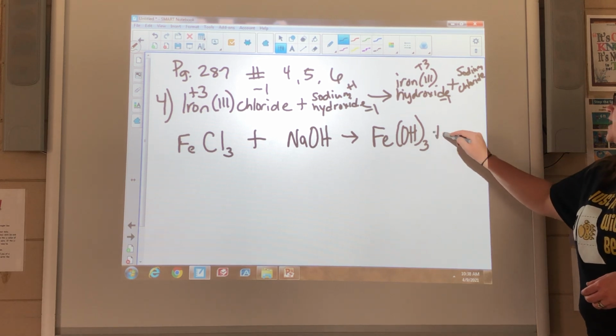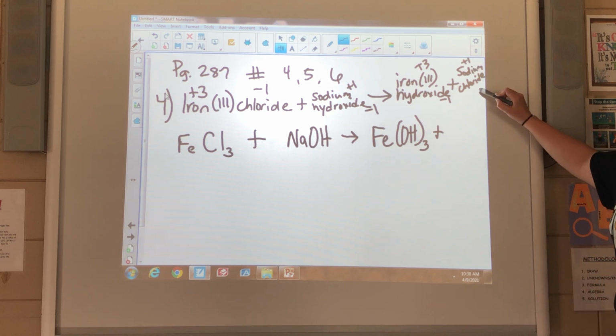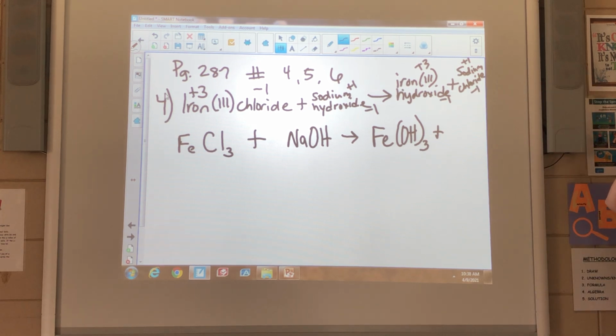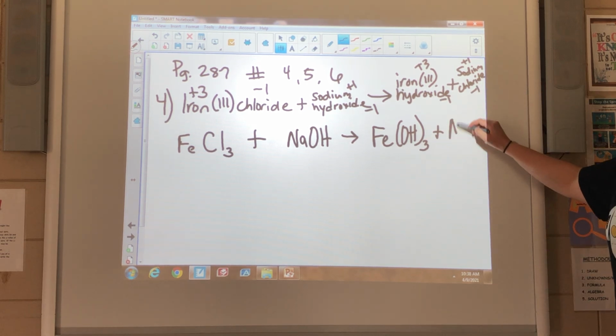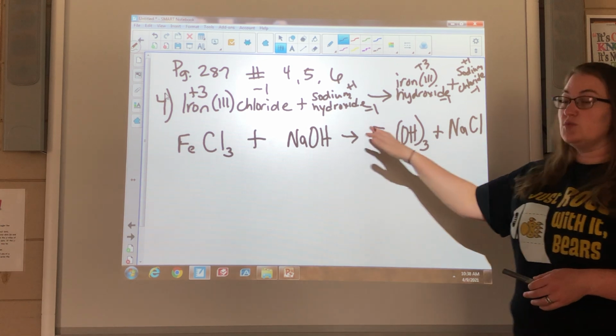Plus sodium chloride. So sodium is +1, chloride is -1. And what was my symbol? I heard you start to say it. NaCl. So there is your skeleton equation. So if I say write the skeleton equation, this is what we're looking at.